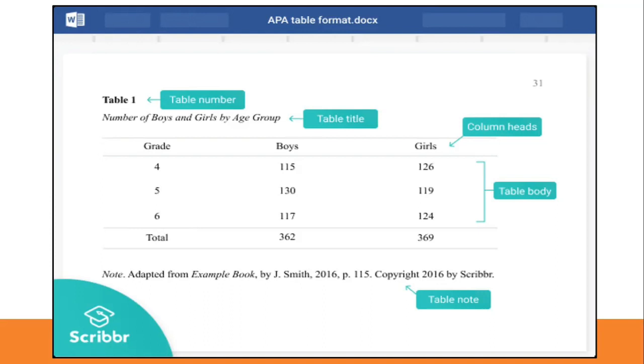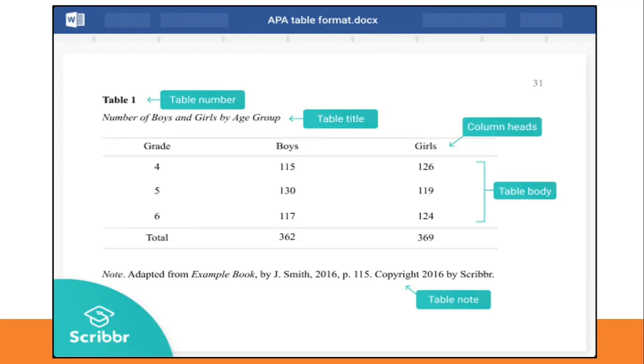Note adapted from example book by J. Smith 2016, page 115, copyright 2016 by Scriber. Okay, that's an example of a note or table note. All right, so that's how a table should look like in your thesis.